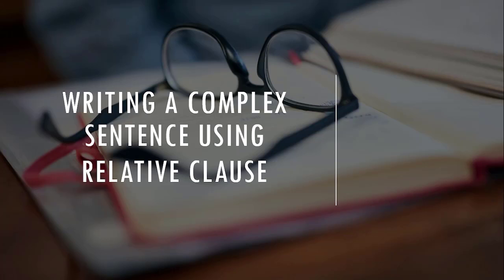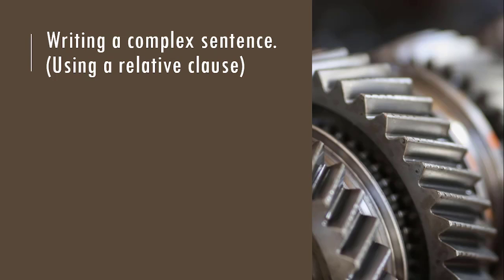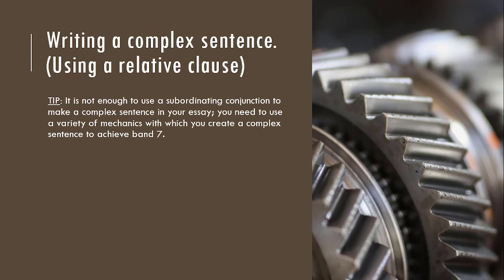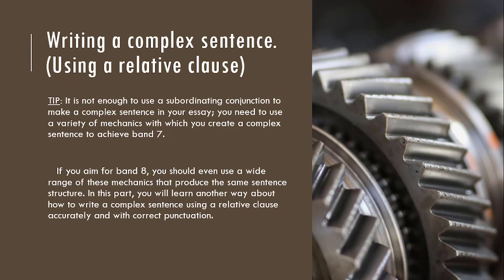But first, why should I use a different structure to write a complex sentence other than using the subordinating conjunction? Here's the answer. It's not enough to use subordinating conjunctions to make a complex sentence in your essay. You need to use a variety of mechanics with which you create a complex sentence to achieve band 7. Even if you're aiming for band 8, you need to do so.